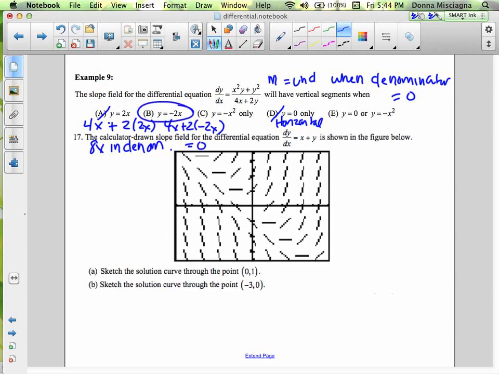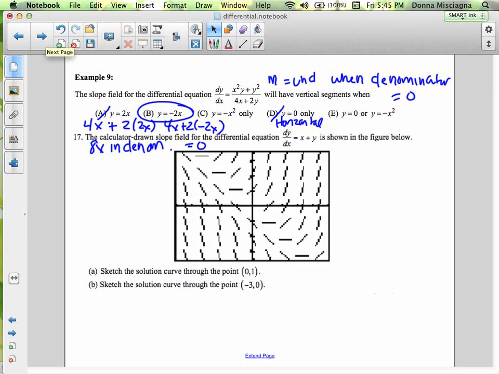That's the right answer. Even though we couldn't necessarily solve this differential equation, we could still figure out where the vertical tangents were, and it's when that denominator equals 0. The other two aren't going to have any impact on it. We already determined that y equals 0 doesn't make any difference. All right, let's go on to 17.